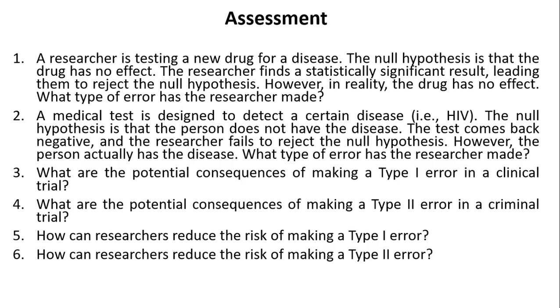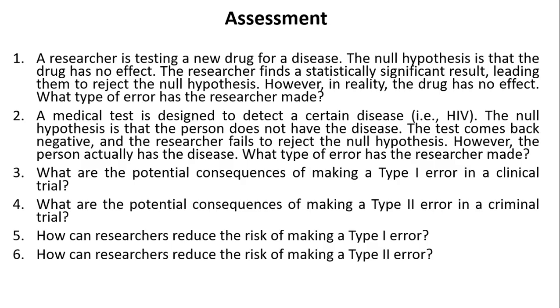The second one is a medical test designed to detect a certain disease, which is perhaps HIV. The null hypothesis is that the person does not have the disease. The test comes back negative, and the researcher fails to reject the null hypothesis. However, the person actually has this disease. What type of error has this researcher made? Remember the two types of error. Try to assign them. Look at the one that is more severe. I've guided you on how to do this. I believe you can find the right answers.